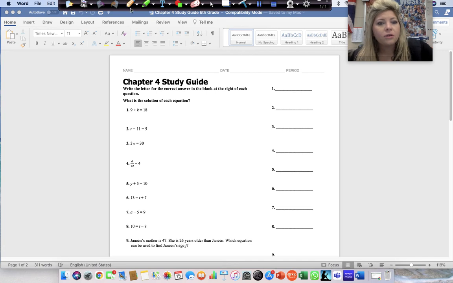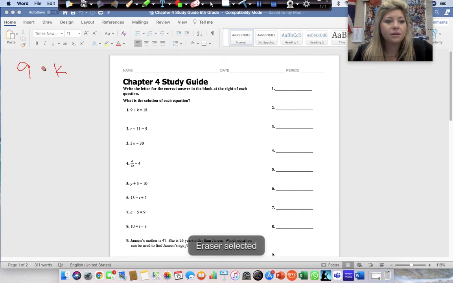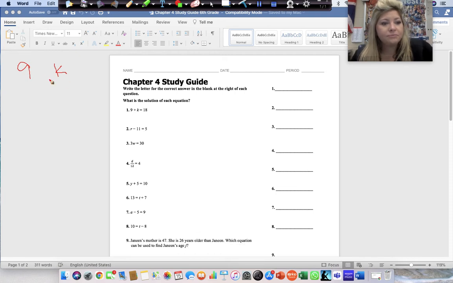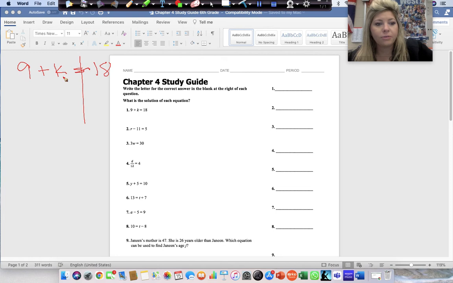Okay? Number 1 says 9 plus k equals 18. So we have 9 plus k equals 18. We're going to draw our line down from the equal sign. Find our variable. Our variable is k.